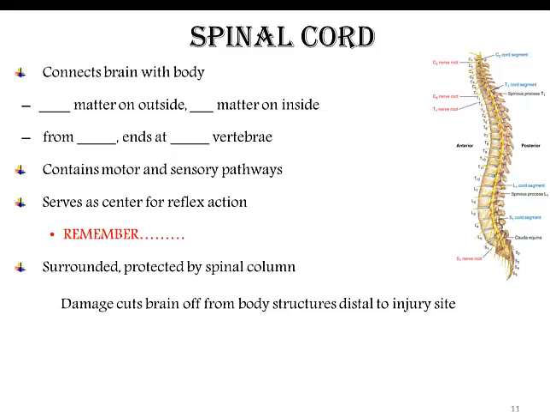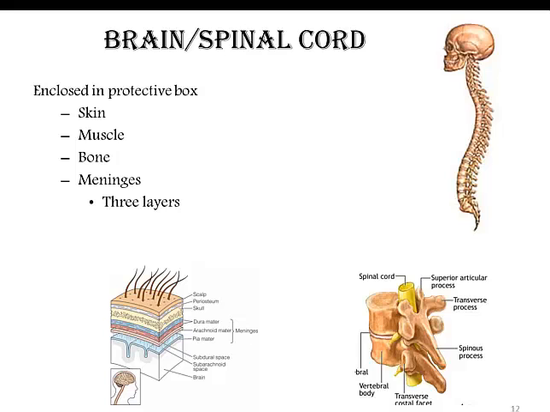Spinal cord is surrounded and protected by the spinal column. Any damage can cut off the brain from the body structures distal to the injury site. The brain and spinal cord are protected from shock, infection by the skull and the vertebral column. It is enclosed in a protective box, including skin, muscle, bone, and meninges.